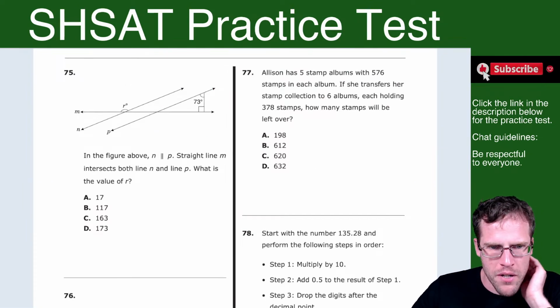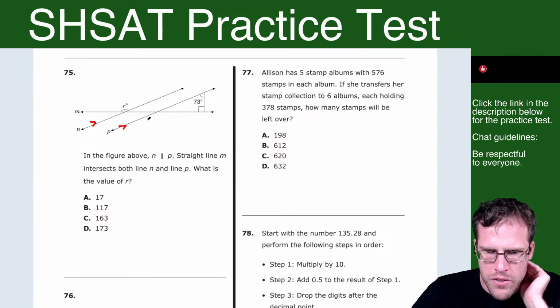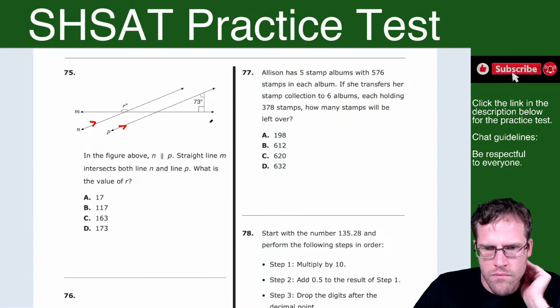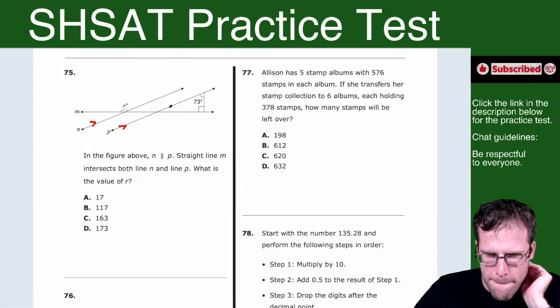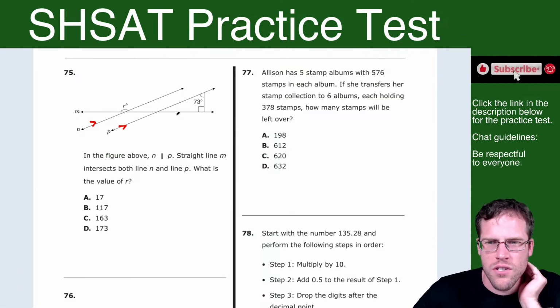All right, in the figure above, so geometry time, we have n is parallel to p. These lines are parallel, so I'll put the symbol here for parallel. Straight line M intersects both of those lines. What is the value of r? All right. So this is 90, this is 73. Oh, so this is just going to become this game.